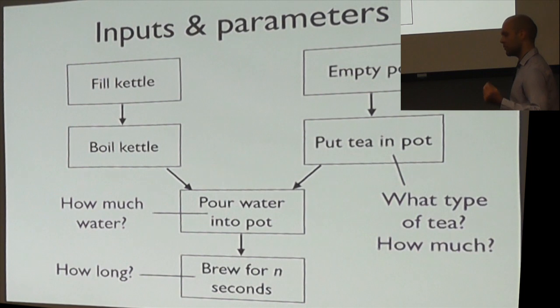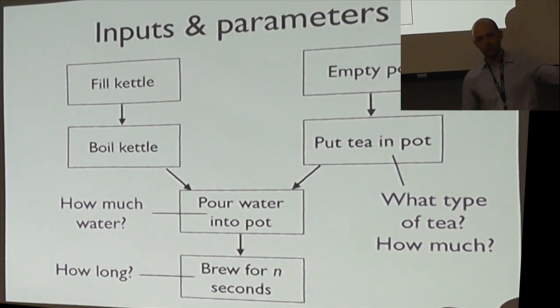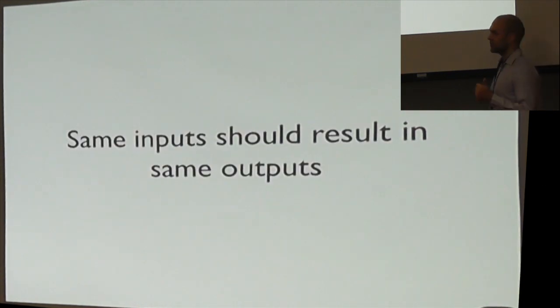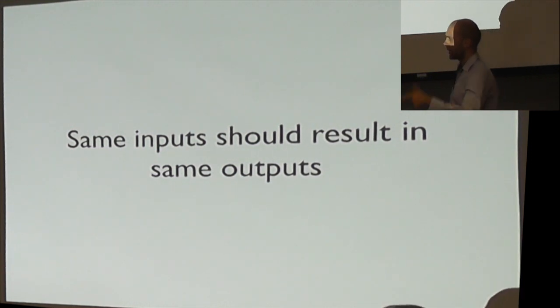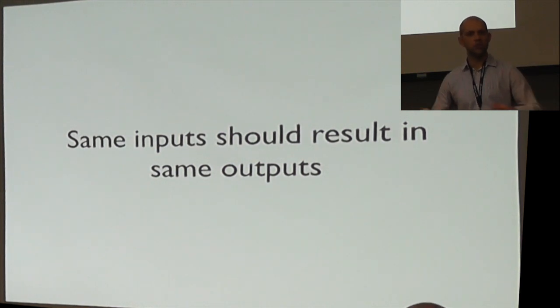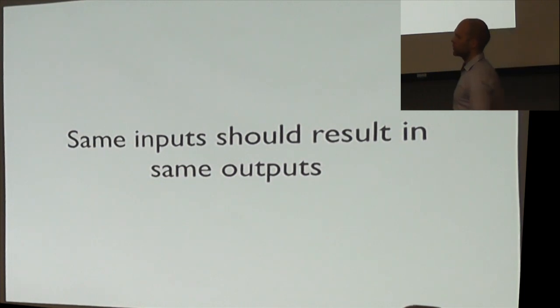So if you're going to make the perfect tea, one, you need to remember what the inputs and parameters were at that point in time. And then you need to make sure that if you set those same inputs and parameters, you will get exactly the same output. So perhaps with making tea, you'd think this is obvious. It will just happen automatically. But it could be environment specific.